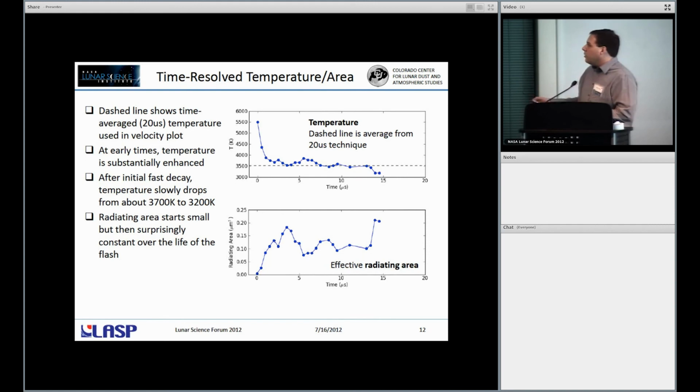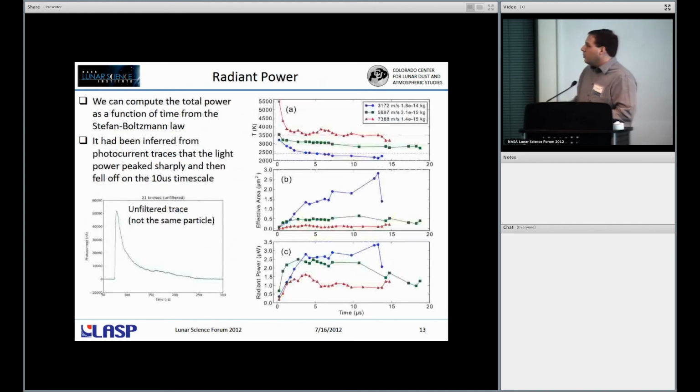And so at early times it deviates. It actually is quite higher, up to about 5,000 degrees, compared to the 3,500 degree time average temperatures. And the radiating area, you can see over here we have temperature, we have area. So in the next plot we can actually get power as a function of time.